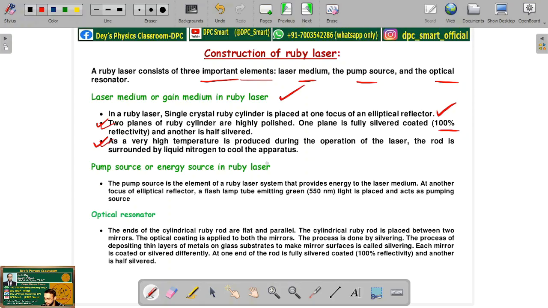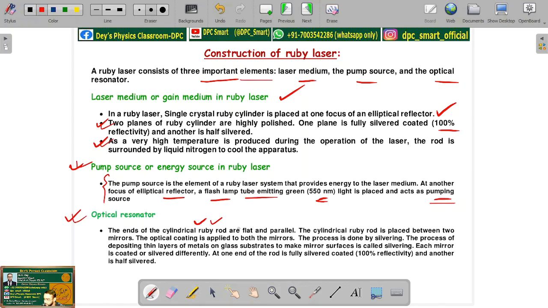to cool the apparatus. Now, the pumping source in a ruby laser. Here the pump source is the element of a ruby laser system that provides energy to the laser medium. At another focus of the elliptical reflector, a flash lamp tube emitting 550 nanometer light is placed, and it acts as a pumping source. And thirdly, the component is the optical resonator.